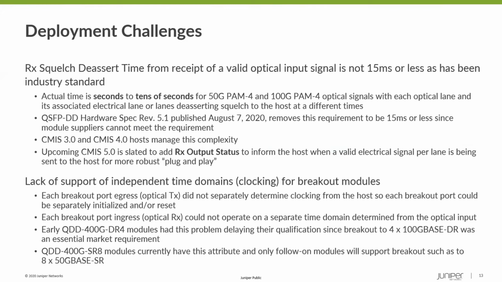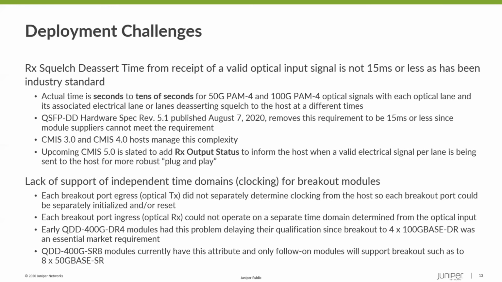QSFP-DD hardware spec Rev 5.1 actually removed this requirement because no one was meeting it. This also meant that we didn't realize early on that people weren't meeting it. The whole industry sort of woke up to the fact. We do manage this complexity in CMIS 3.4 and CMIS 4.0 hosts, but we're really looking forward to CMIS 5.0 because it's slated to support this RX output status to inform the host when a valid electrical signal per lane is being sent to the host for a more robust plug and play opportunity.